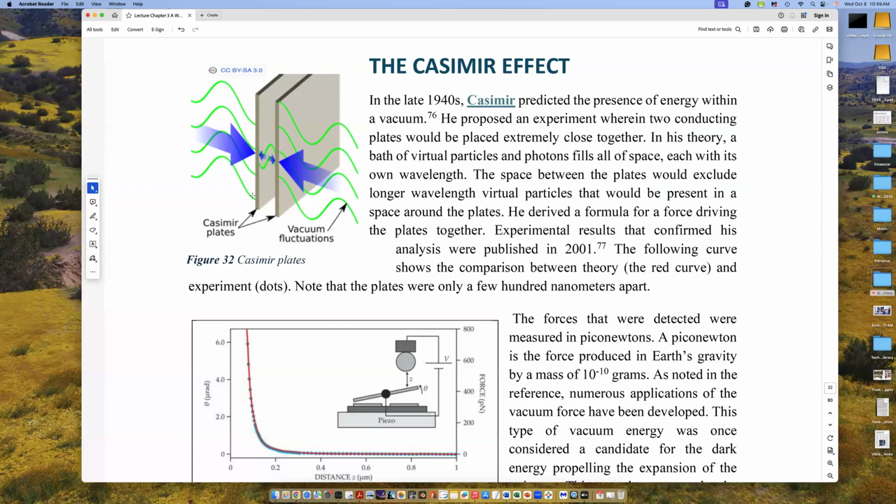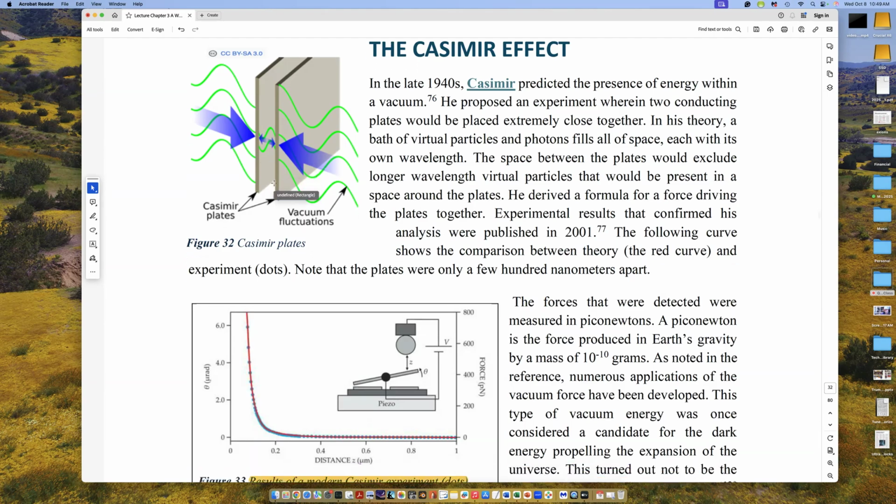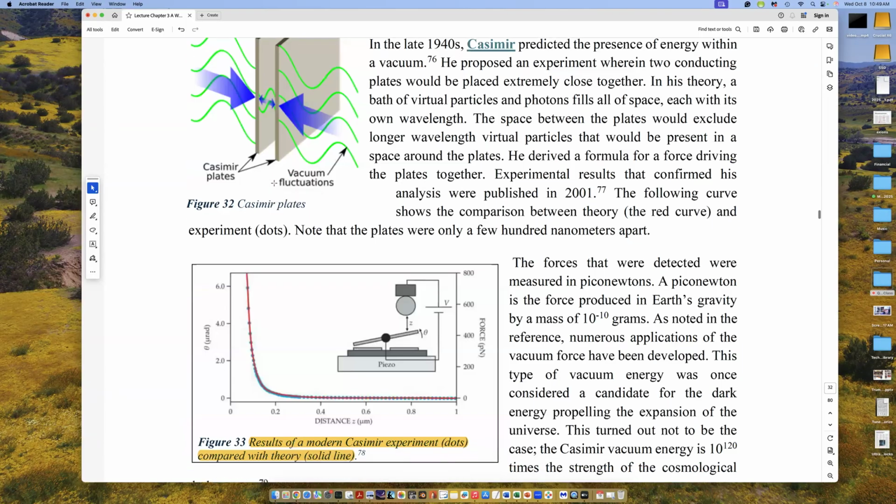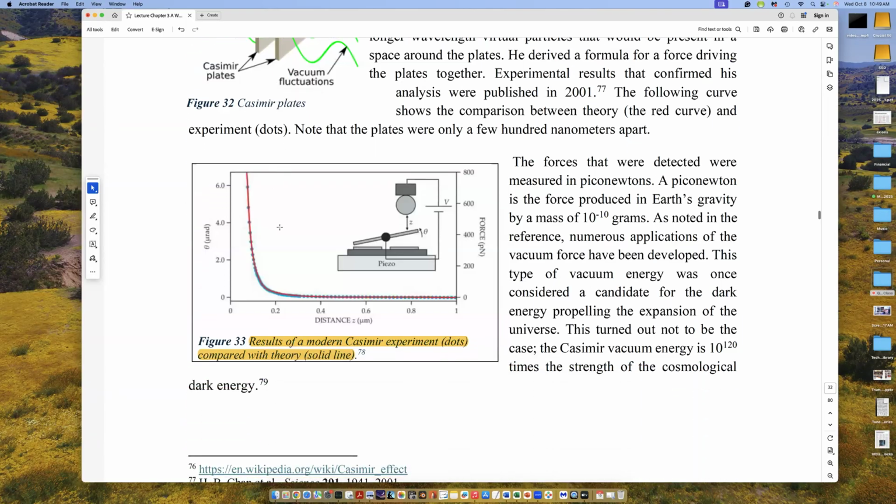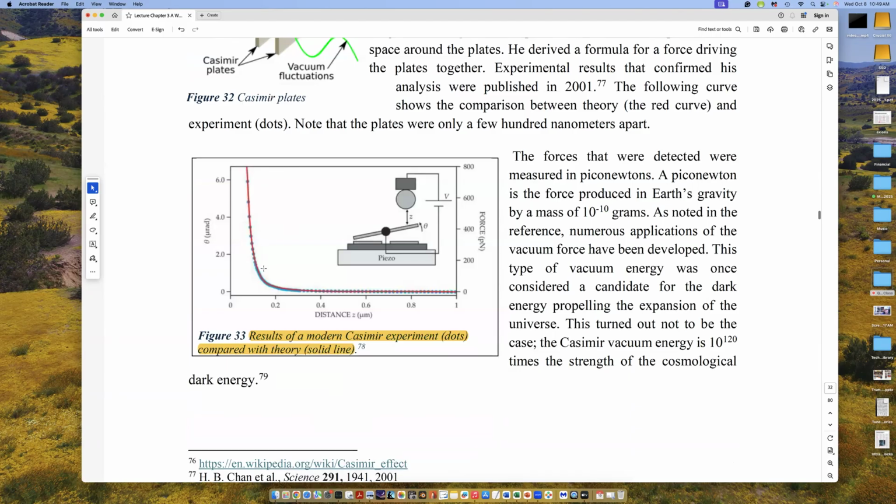I won't go into it in much detail, except to say it requires you to have two plates extremely close together. And then, if you design a good experiment, you can measure the force of the energy between the two plates. It took 50 years to develop the experiment to a point where it works. And here's what you get. The red line is Casimir's theory, and the dots are the measurements made in a modern Casimir experiment. And you can see the agreement is extraordinary.